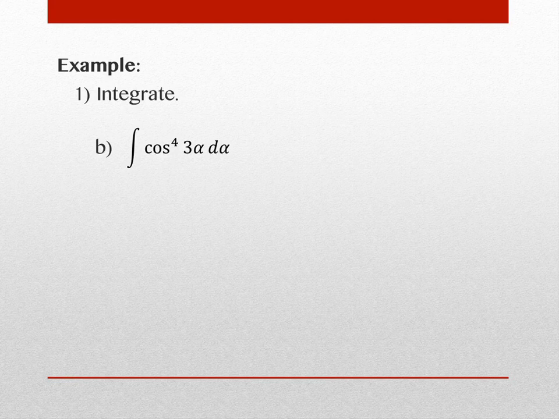You might notice this one doesn't have thetas, it has alphas. That's sort of irrelevant, but it's fine. We can do that. So this one says I have the cosine to the 4th of 3 alpha d alpha.